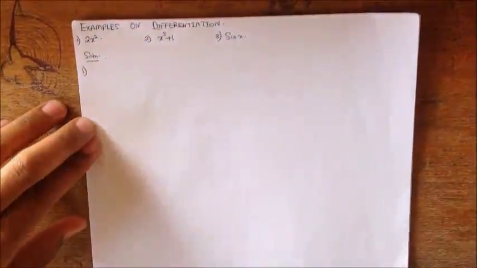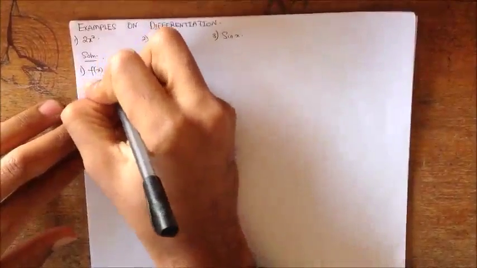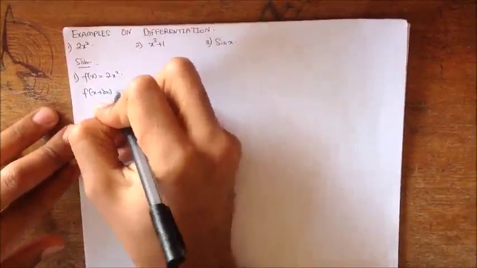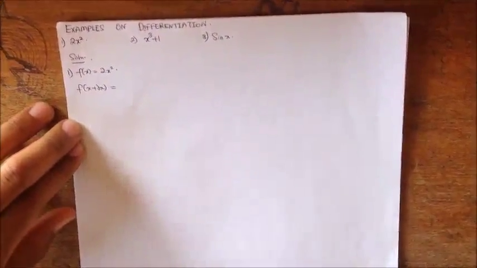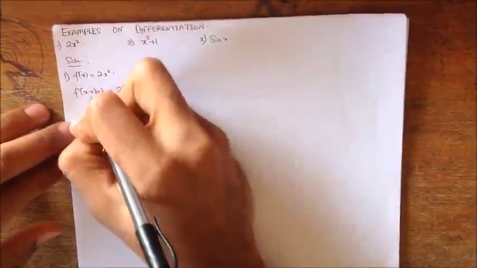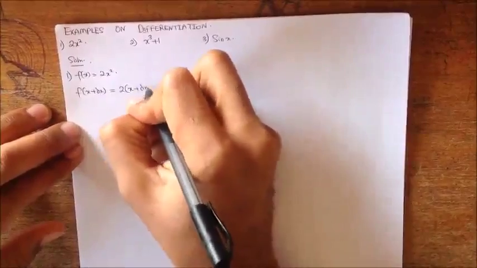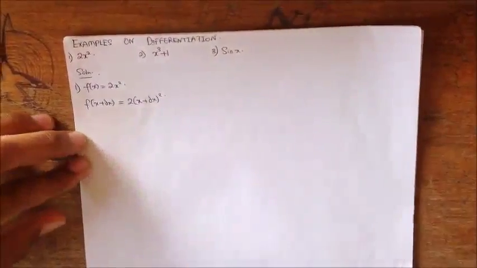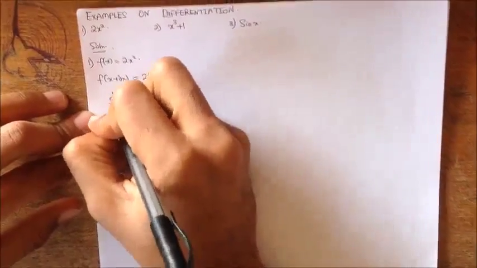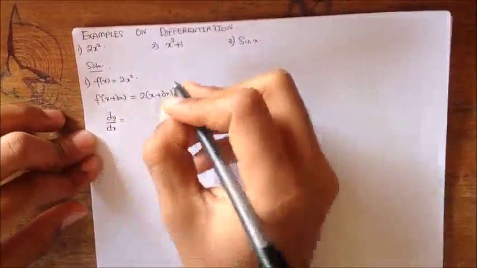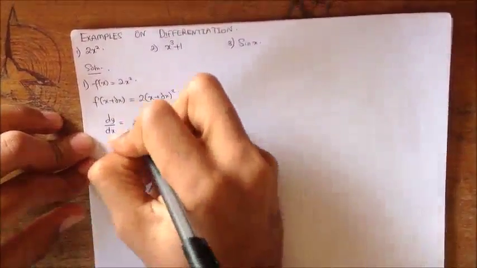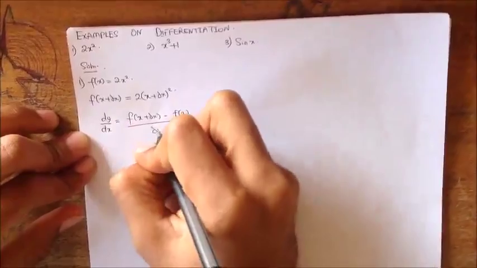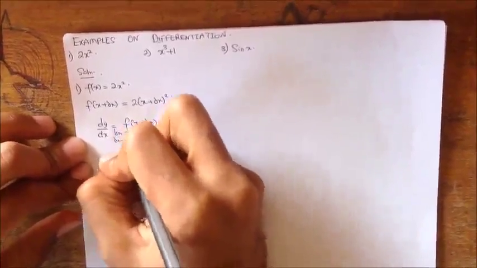For, let's say, number 1, we have our f of x equals 2x squared. So, when our x changes by delta x, a small change, our f of x plus delta x is going to be 2 into x plus delta x all squared. Since we have these two, we can put them into the formula, which is dy dx equals the limit as delta x tends to 0 of f of x plus delta x minus f of x over delta x.